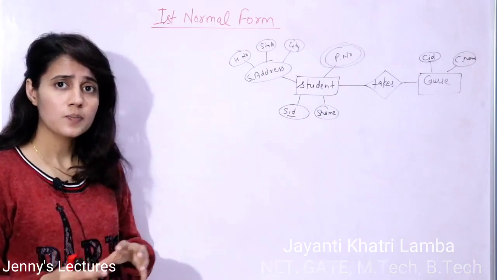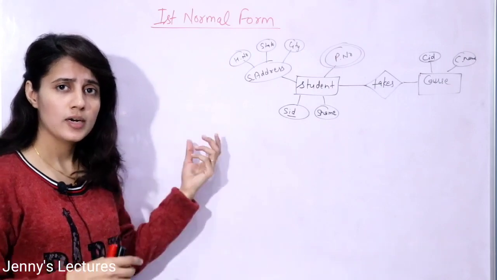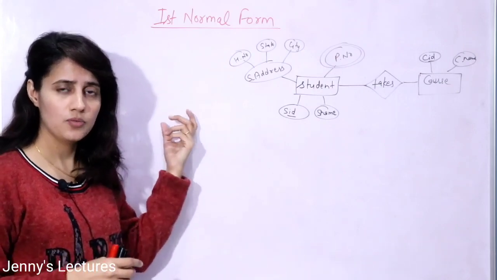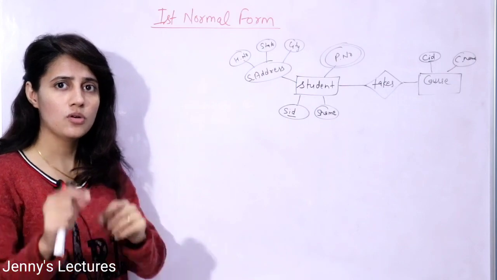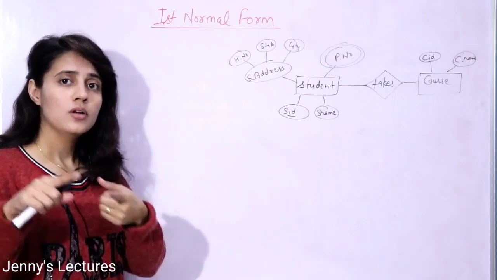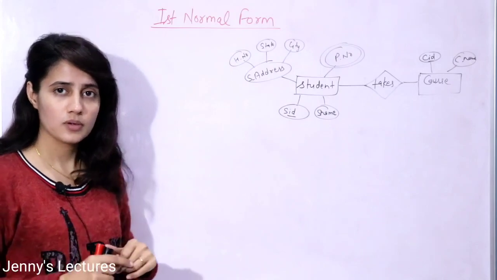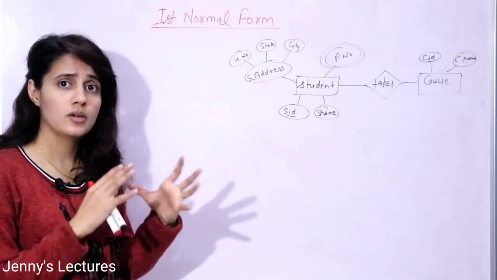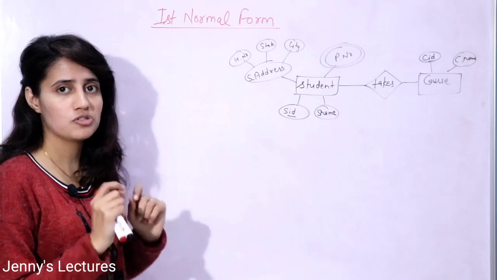Now we will see how you can say that a particular relation, the particular table given, is in first normal form or not, and if not, then how to convert that relation into first normal form. And also we will discuss some important points about first normal form.